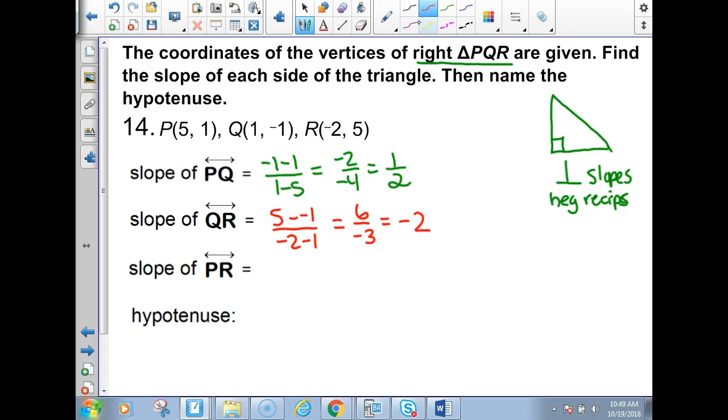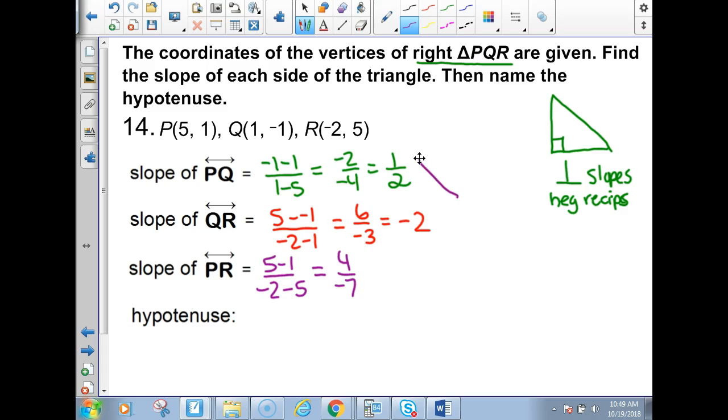All right, now I'm going to do one more slope, PR. The y's are 5 and 1, so subtract. -2 and 5 are the x's. Subtract -2 and 5. 5 minus 1 is 4. -2 minus 5 would be -7. So guess what's the hypotenuse?